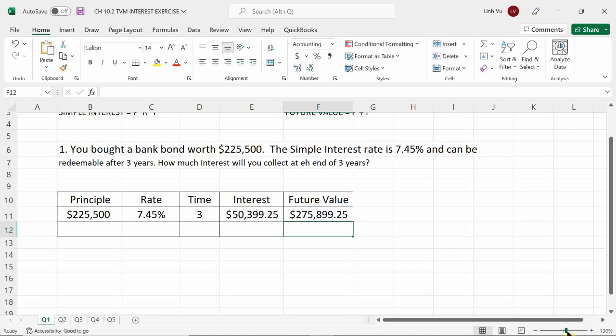$275,899.25. Yes, excellent. So again, because we have a bigger principal, we have a pretty high interest rate. So in this case, if I'm going to be collecting $50,000 more on that, basically I earned 50,000 out of this. So the future value is 275,899.25. Excellent. Okay, so let's go ahead and take a look at another example here.